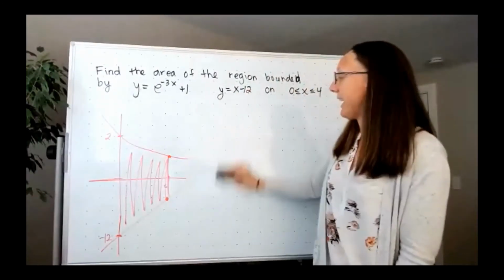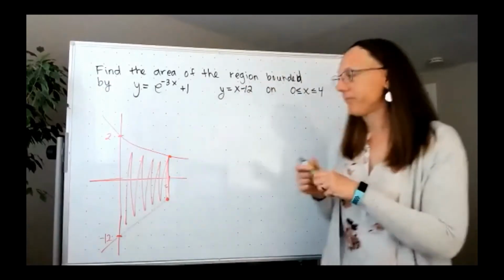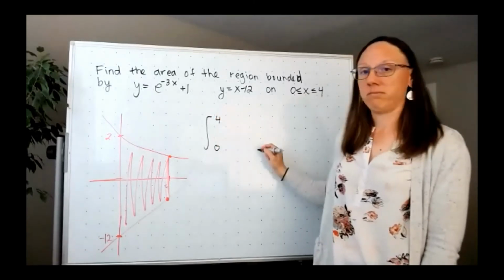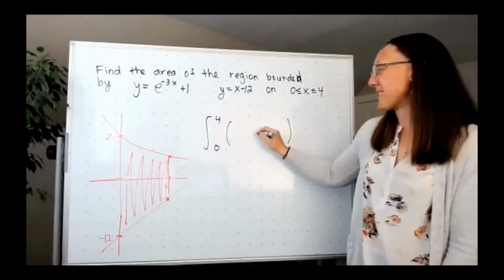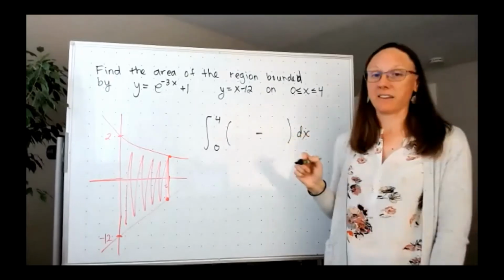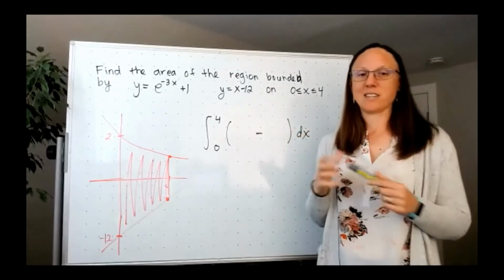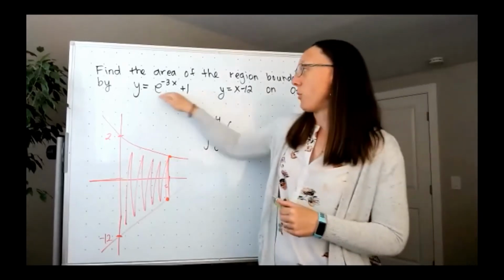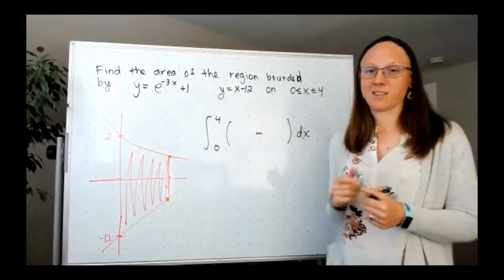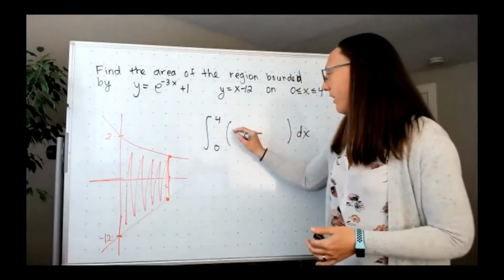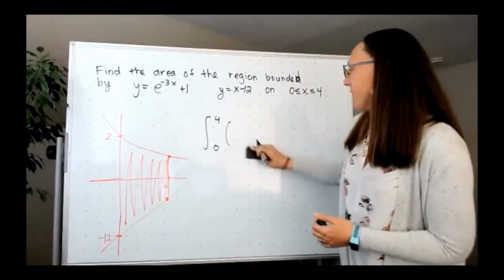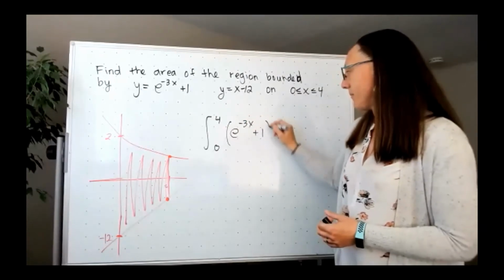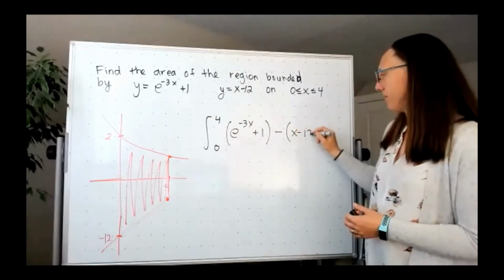And the important thing in terms of setting up our integral, this is telling me that we're integrating from 0 to 4. I'm going to be subtracting my functions, and I need a dx. And really the thing that I need to know is which function is on top. Well, because I know what my picture looks like, I know my exponential is on top and my line is on the bottom. So when I put this in here, I maybe didn't leave myself quite enough space, but I'm going to have that exponential function minus my line.